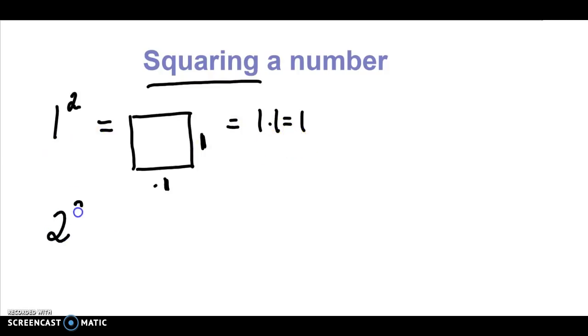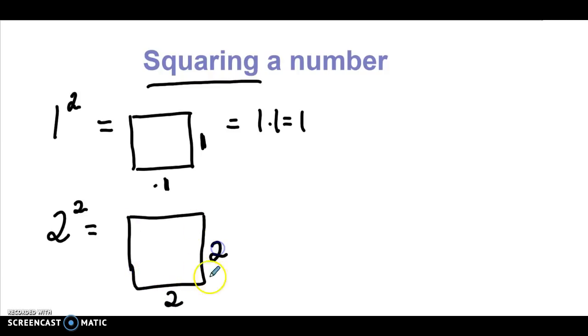If I have 2 squared, that's saying I have a square whose length of the sides are 2. Remember, a square has the same length sides. So if I found the area, it would be 2 times 2 is 4. So 2 squared equals 4.